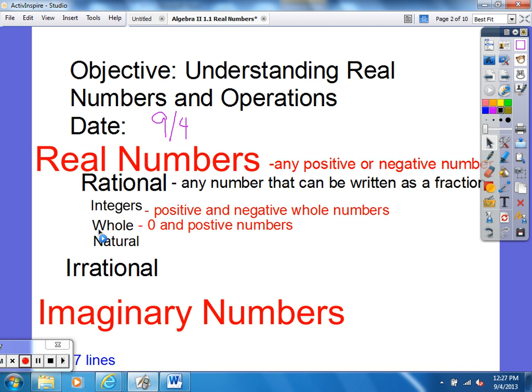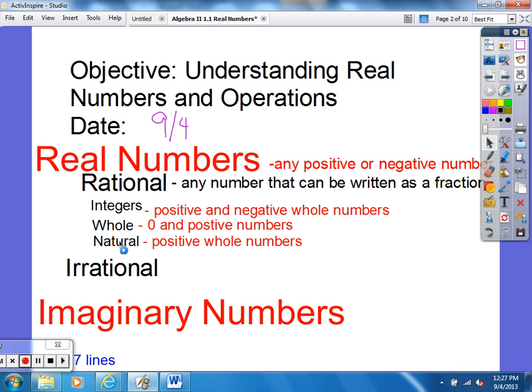Is 0 also an integer? What do you say? Yes, that's right, Mackenzie, it is. Is 0 also rational? Yeah. Is 0 also real? Definitely real. I have 0 money on me right now. Definitely a real thing.